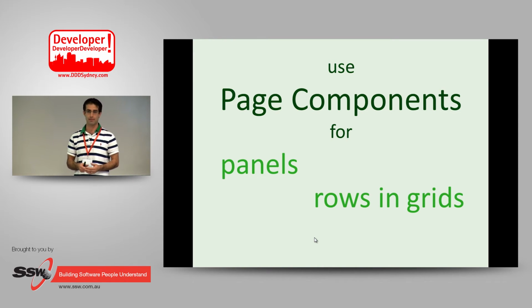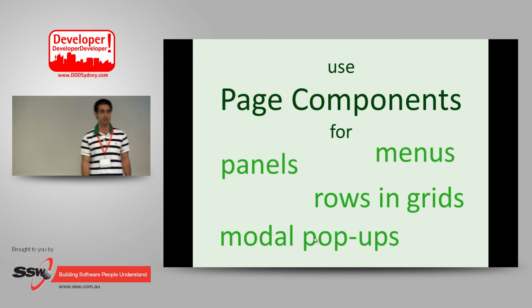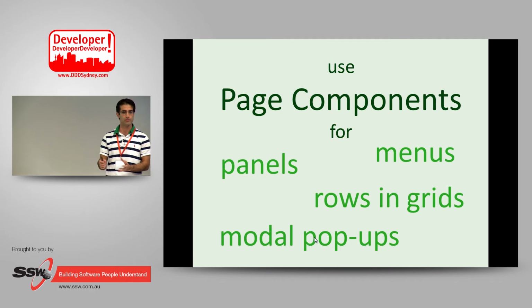So if you want to access the second column, you can use link and say, skip the first one, get the first one. And that gets you the second row in that grid. You can use it for modal pop-ups. You can use it for menus. You can use it for any bit of information that you want to extract and put it into a page component. Think of it as a code.